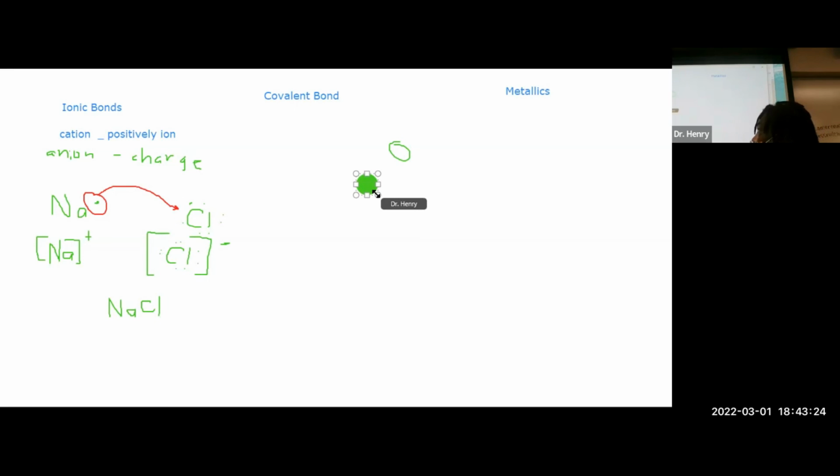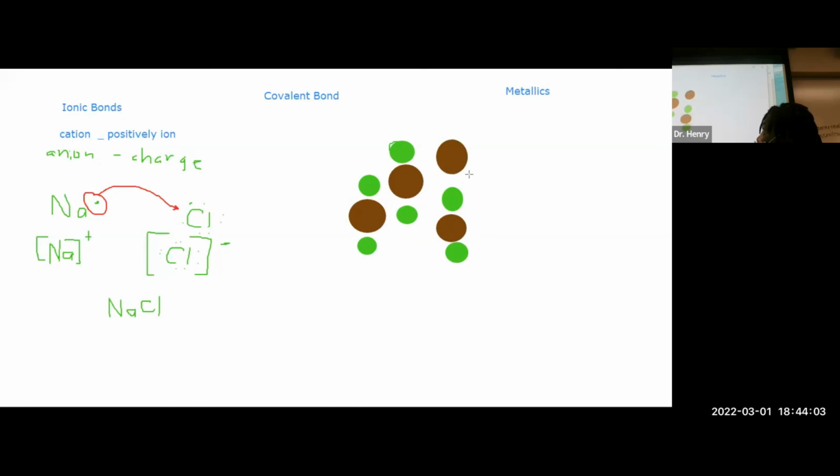Okay. Now nothing's working today. It's old school. Okay, and we know that the sodium has a plus charge, and the browns are going to be chlorine. So you're going to have alternating between the sodium and the chlorine and the sodium and the chlorine. That's what's going to form your crystal lattice. Okay.